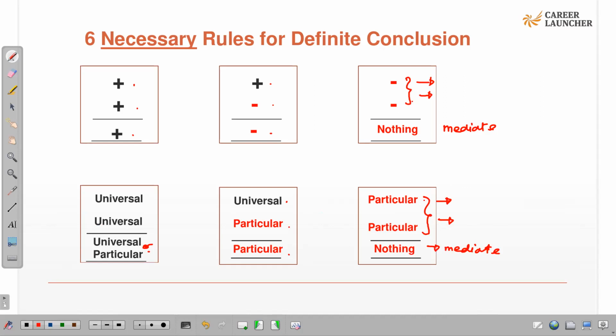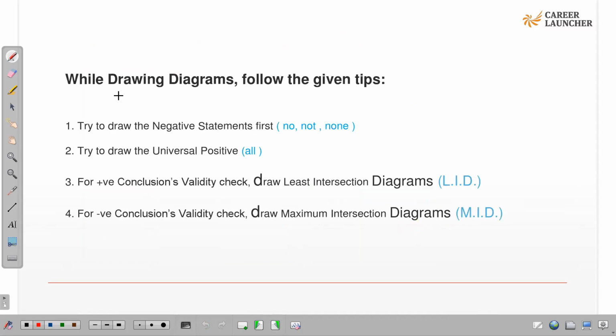So without much ado, let's quickly revise the drawing diagram tips. Try to draw the negative statements, that is no, not, none, first. Then draw the universals. If there is no negative and you have a confusion between a universal and a particular, try to draw the universal first.